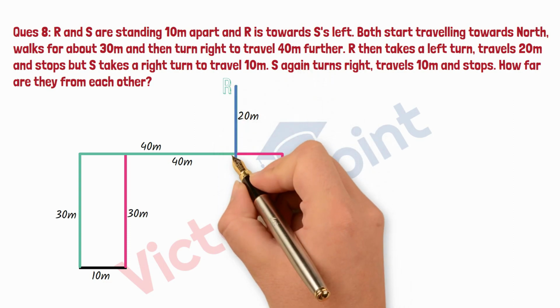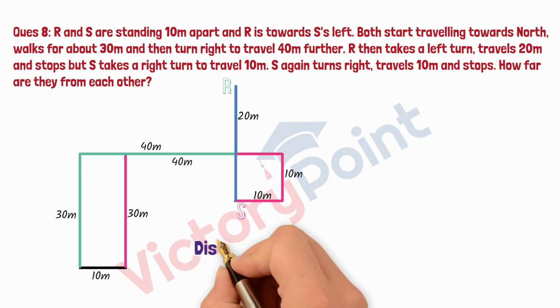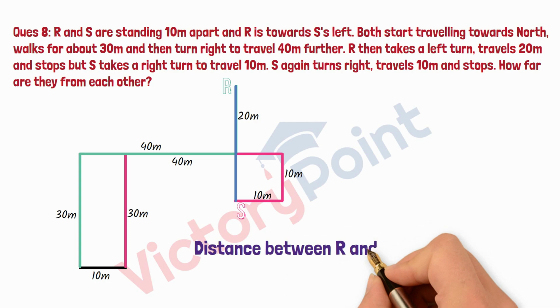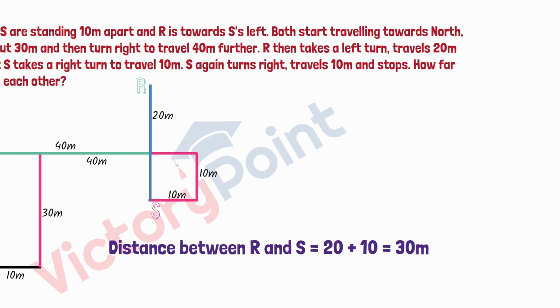Now we have to find the distance between these two. So they are in the same line. So the total distance will be 20 meters plus 10 meters, that is 30 meters. Let's see the next question.